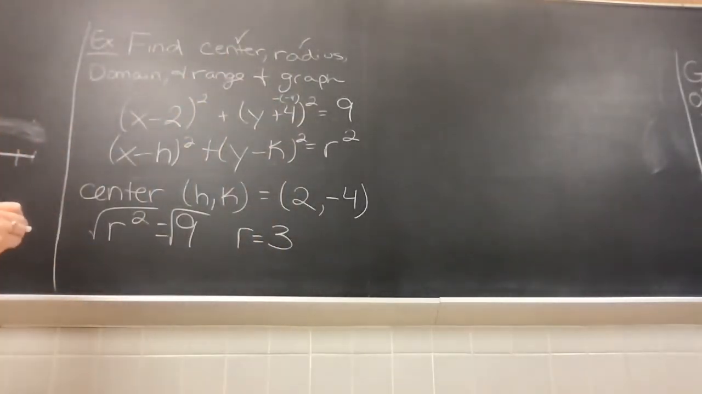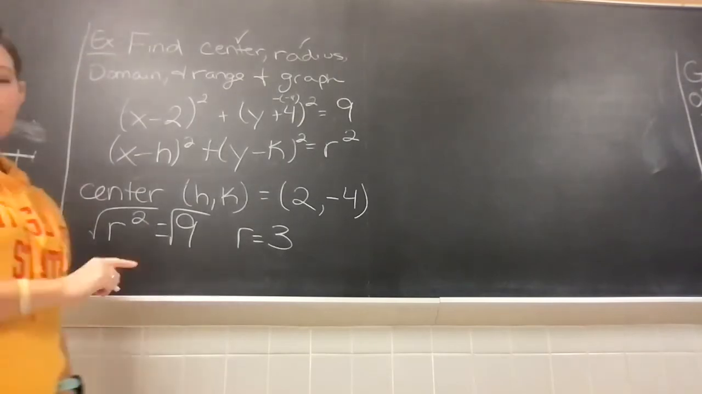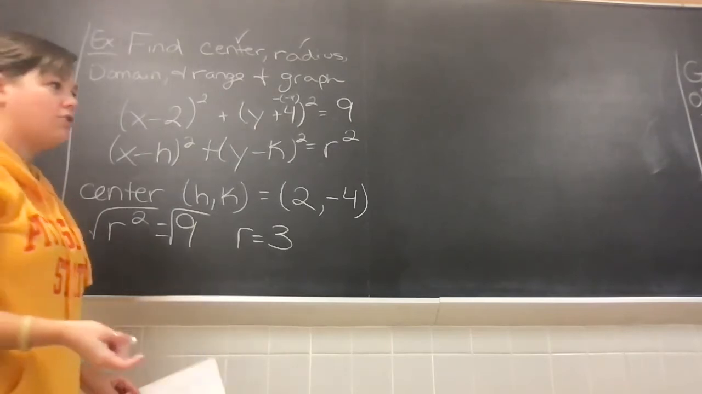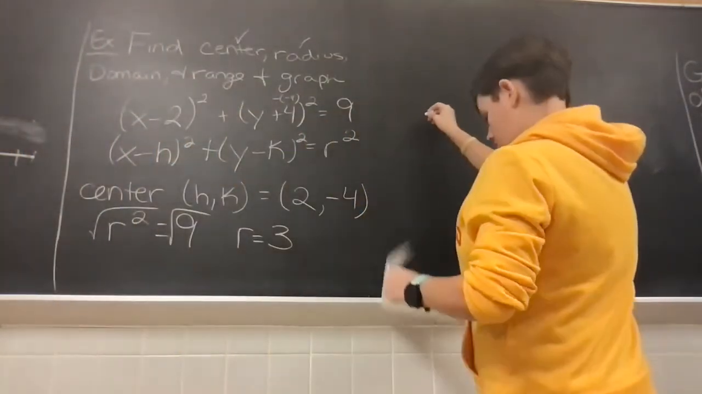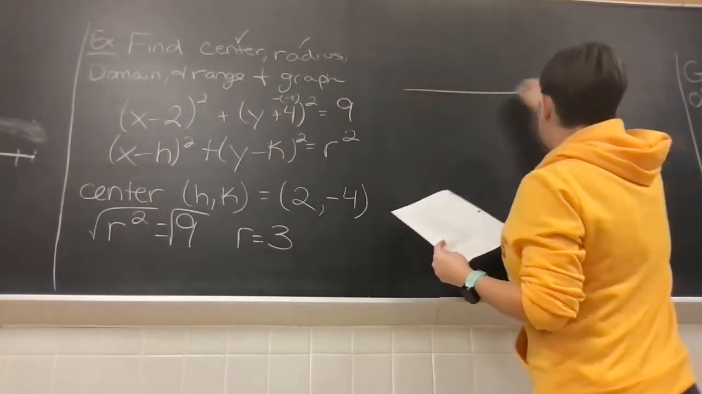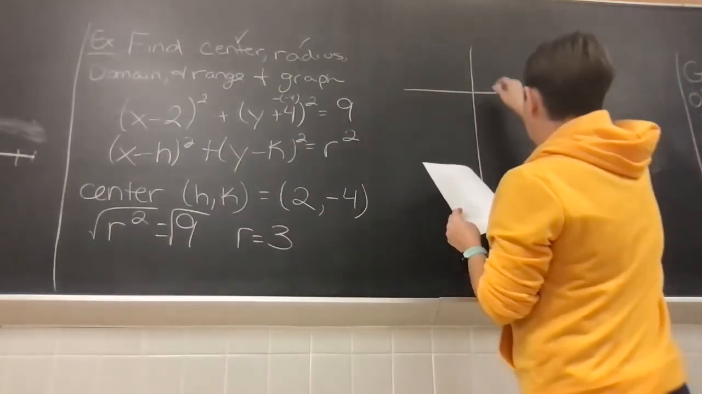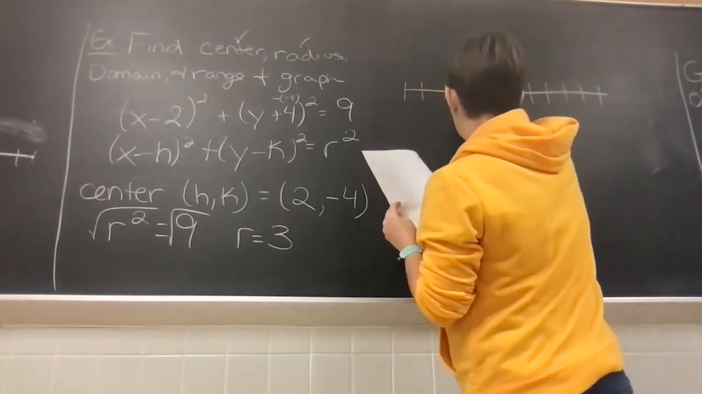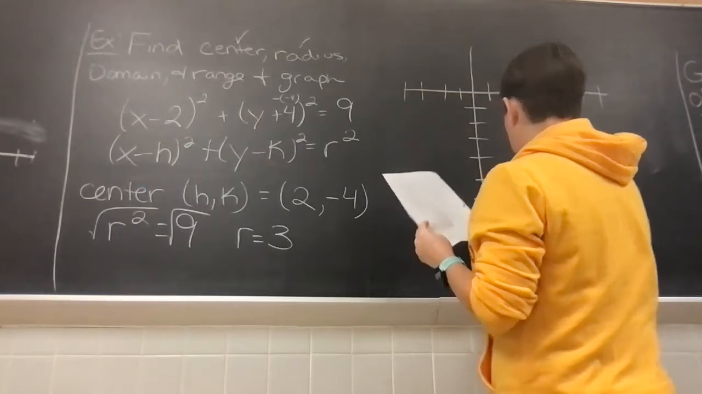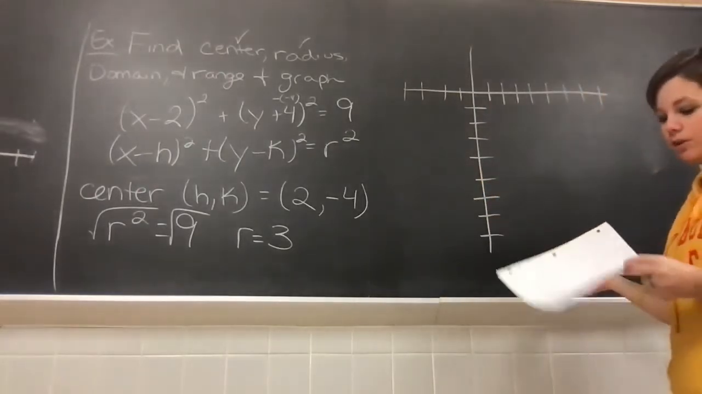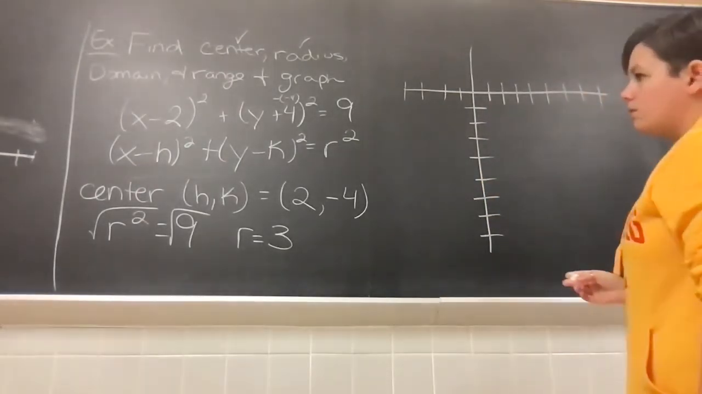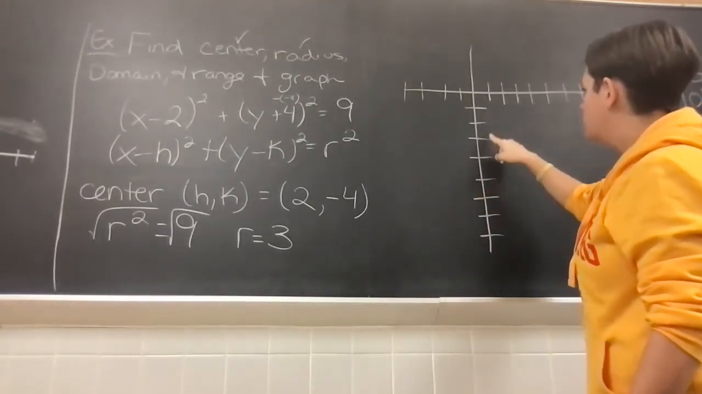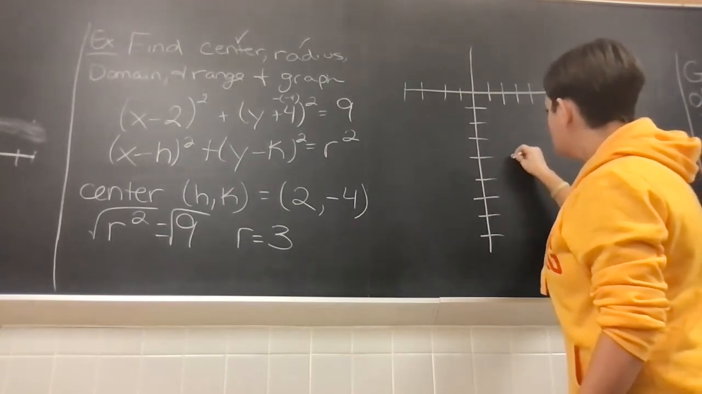We need to find the domain, the range, and the graph. If it asks you to find the domain and range, I really recommend you graph it first, because it's a lot easier to find the domain and range after you've graphed your circle. So let's do the graph first. 1, 2, 3, 4, 5, 6, 7, 8. I just did a generic number. I don't have any reason for doing this many. So again, we start with our center. We found our center to be (2, negative 4). 2, 1, 2, 3, 4. Right here is our center.